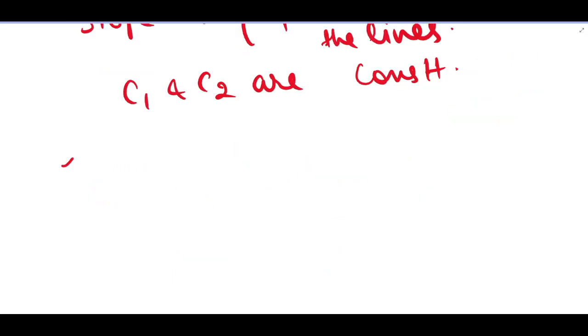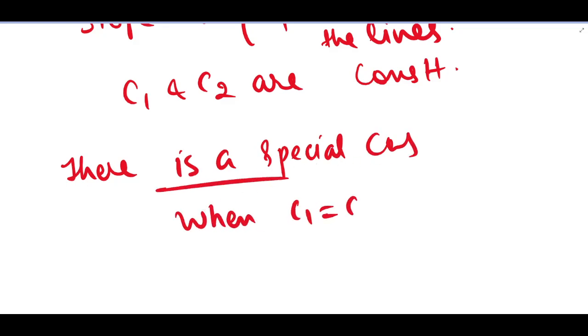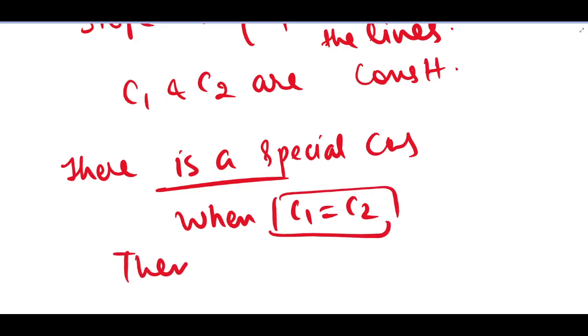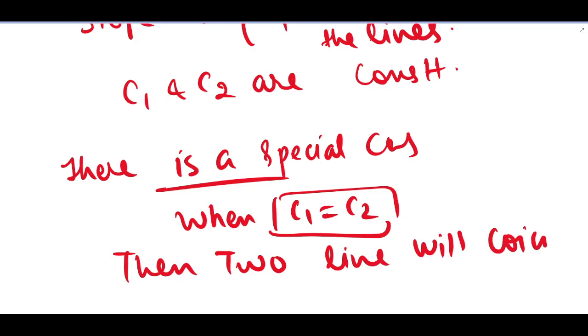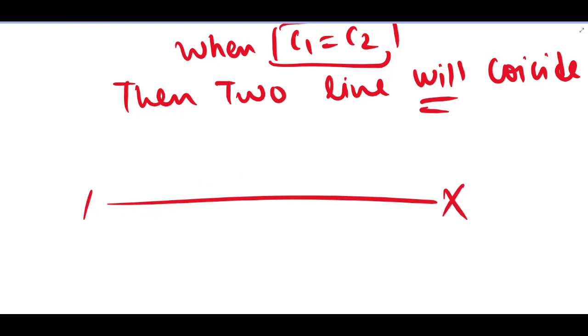So there is a special case when c1 is equal to c2. When c1 is equal to c2, then the two lines will coincide. So this was about straight lines and the forms of equation of a straight line. Thank you.